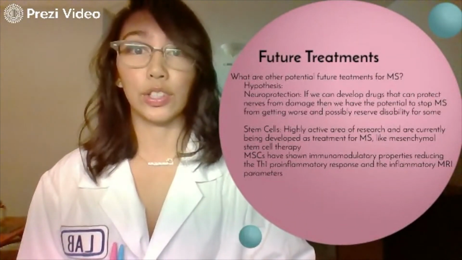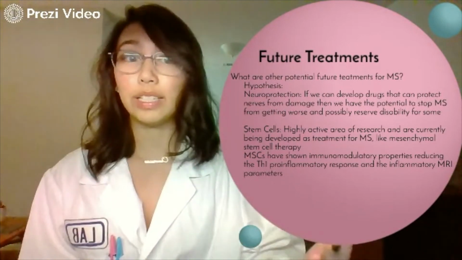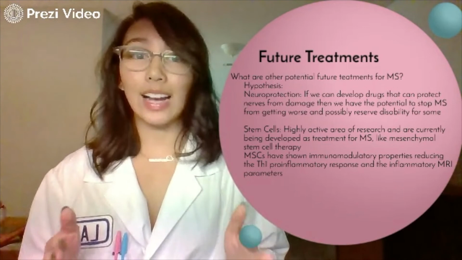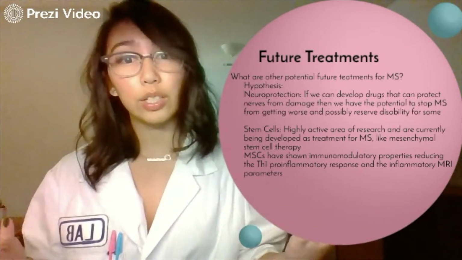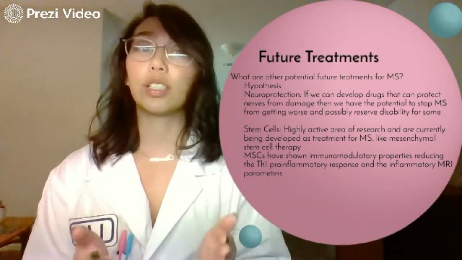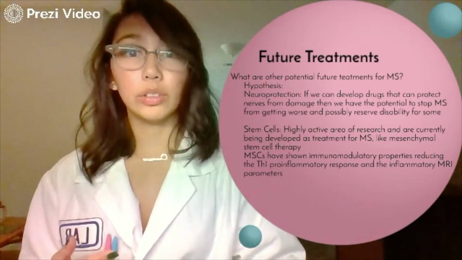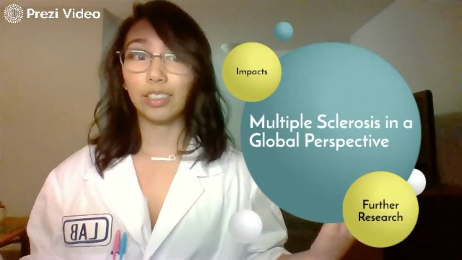And finally, let's look at future potential treatments, which would be neuroprotection and stem cells. Both of these are highly active areas of research and have the potential to stop MS from getting worse or even possibly reverse the disability altogether. And so, only with further testing can these trials become a reality.